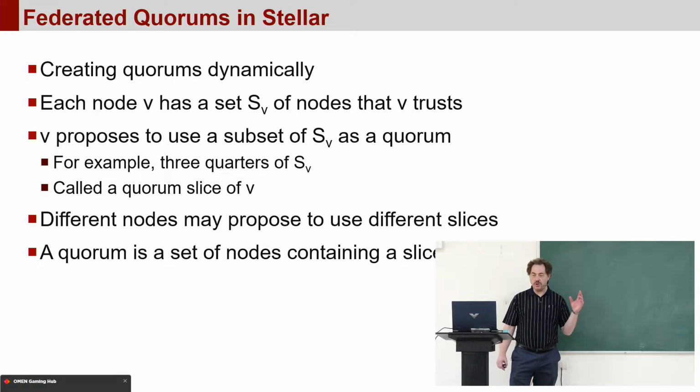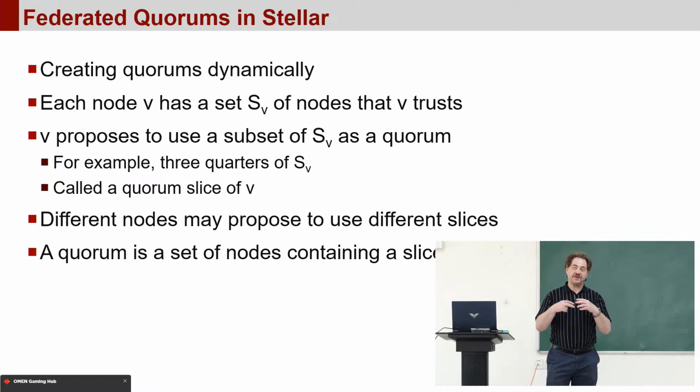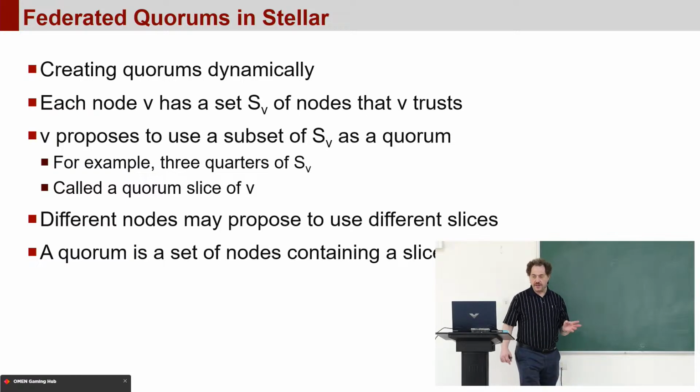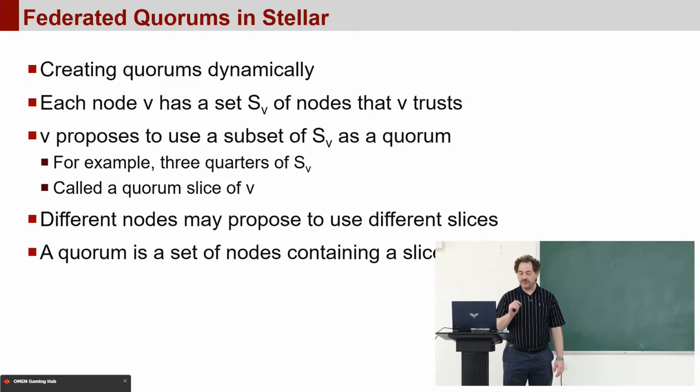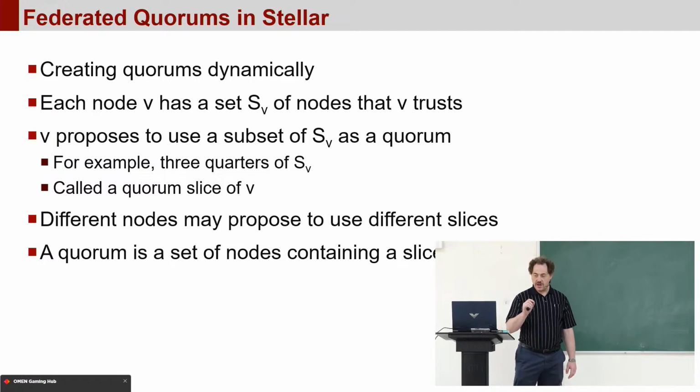Each node expresses its desire, specifying the other nodes that it trusts, and those nodes would constitute the quorum for that node. Different nodes, of course, would propose different slices. And a quorum is a set of nodes that contains a slice for each of its members.